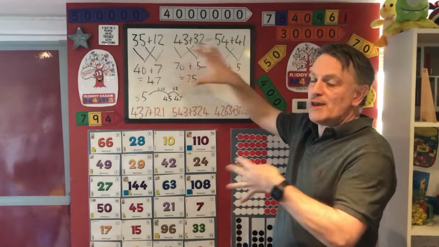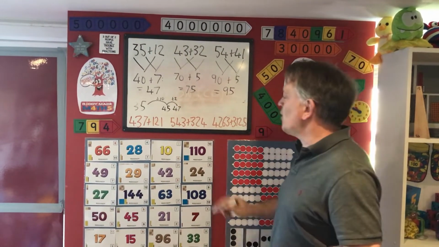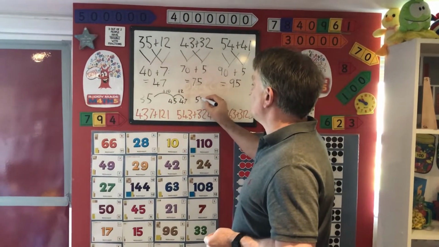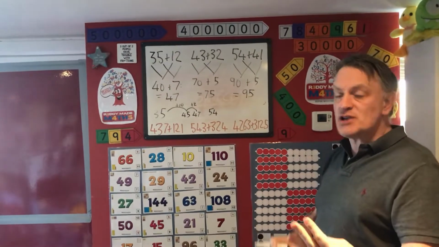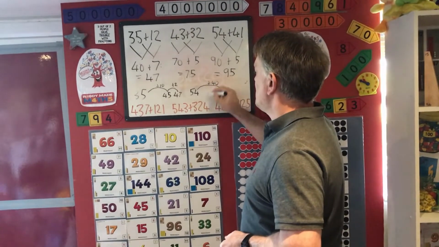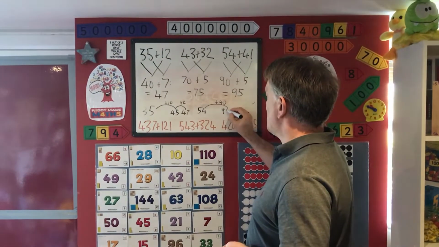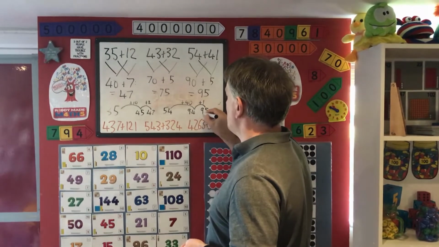I won't show all 3 calculations. I'll just look at the last one up here, 54 and add 41. We'd start with 54. Now we could jump in 4 lots of 10, and that's how it would initially be recorded, but eventually it would just be 54 add 40. 54 and add 40 is 94, and then we add the 1 to make 95.